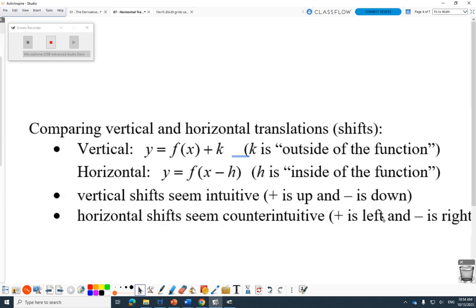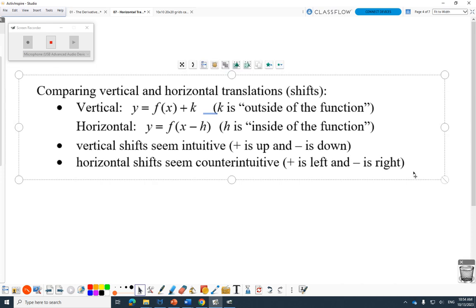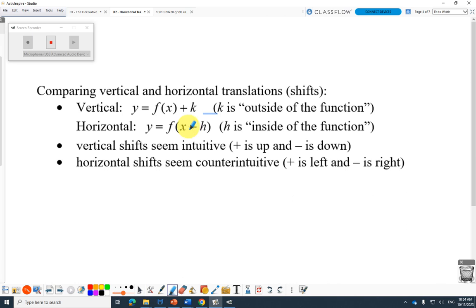Here's the whole deal. A review of yesterday's and today's lesson, comparing vertical and horizontal. When the k is outside the function, positive is up, negative is down. When h is inside the function, see there's a negative there? You've got to reverse your thinking. That's what that negative is there for. You're like, why are they writing a negative there? Are you just trying to mess me up? I was thinking I understood this lesson, and now you're putting a negative in there to mess me up. No, I'm actually trying to help. The negative in there is a hint to reverse the thinking.